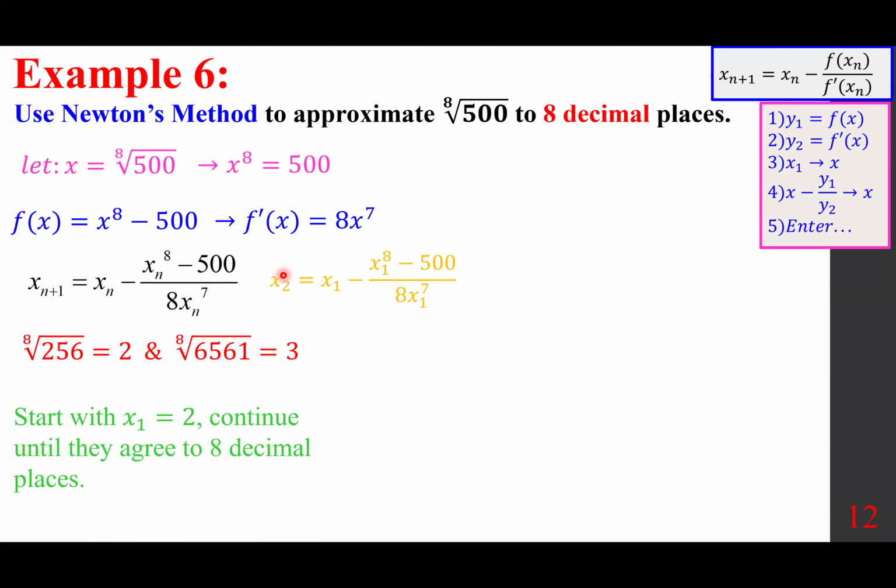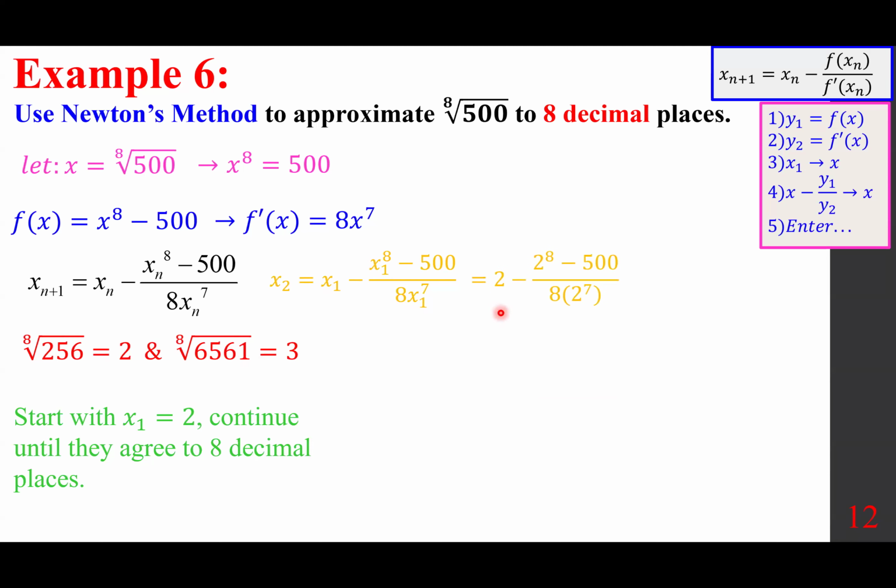So x sub 2 is x sub 1 minus x sub 1 to the power of 8 minus 500 over 8 x sub 1 to the power of 7. I hope you can see that. Now, what is x sub 1? It is 2. Why did we choose 2? Because of these two numbers, and 500 is somewhere in between. So replace the x sub 1 with 2.